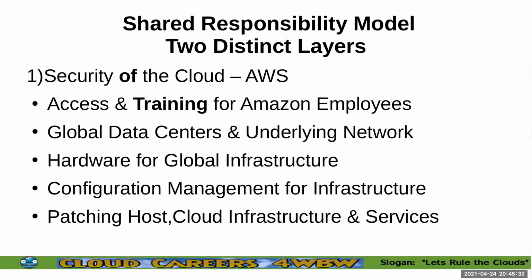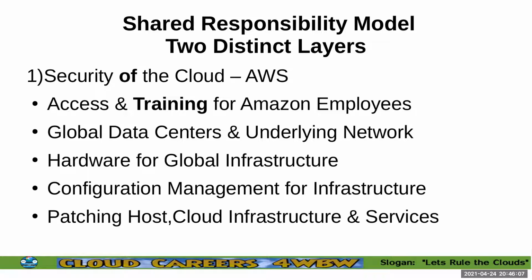So there are two distinct layers when you talk of shared responsibility. We've talked of security of the cloud, which is done by AWS. You have access and training for Amazon employees, global data centers and underlying network. Remember AWS is just a global network. So you have fiber cables running from USA to Europe, running right down to South Africa and to Asia. This is not your responsibility. AWS is in charge of that underlying network.